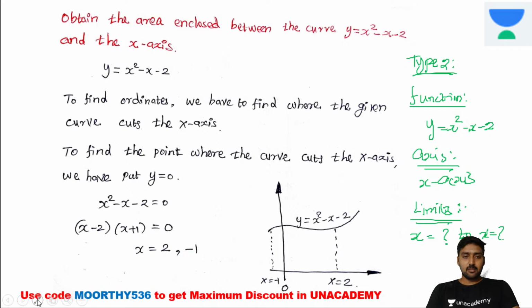Now we have identified the limits for the function. So these are the limits, right? The limits are not given in the question. By equating the other variable to 0, we have identified the limits.